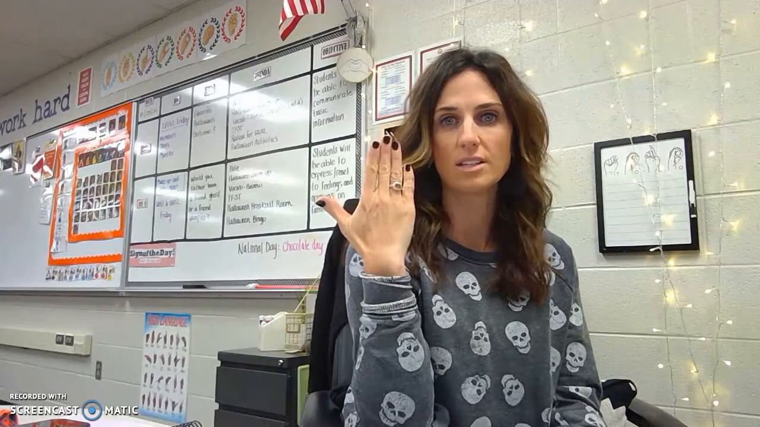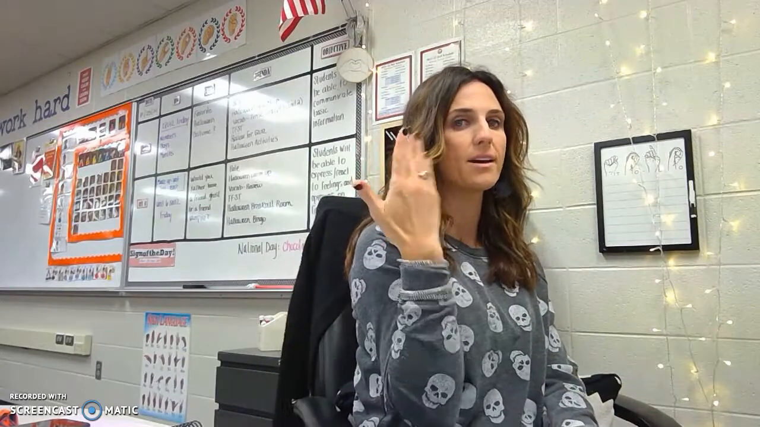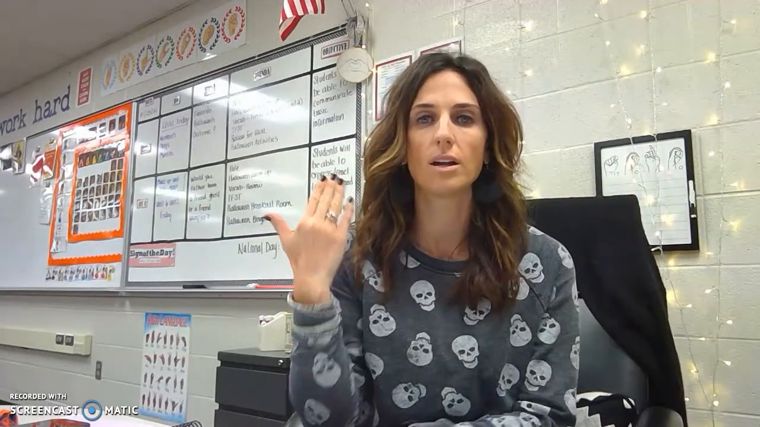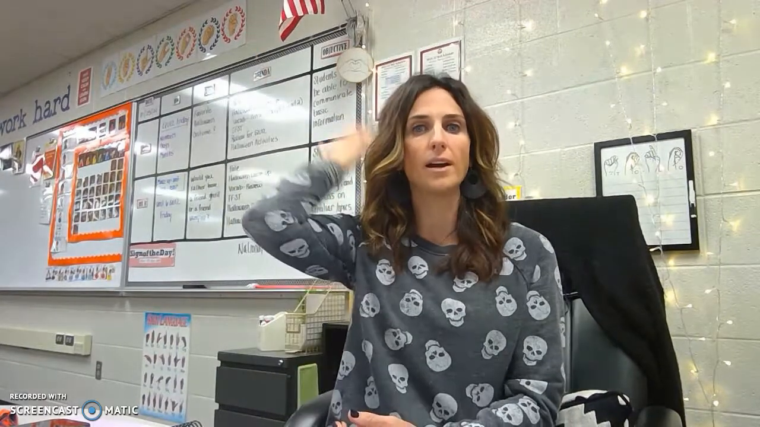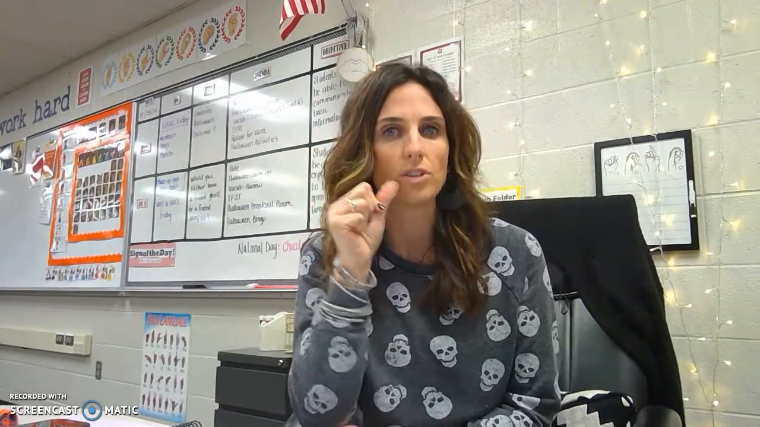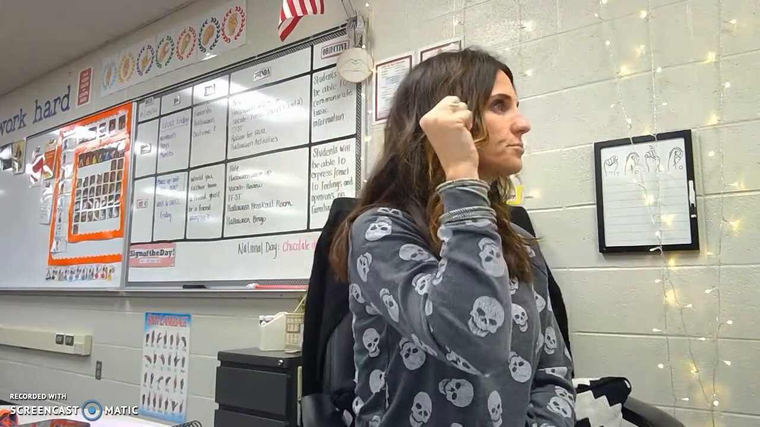First, sign past. Take a flat hand and go back behind your dominant shoulder. The farther back in time, the farther back your arm will go. Yesterday: take your Y hand and pull it in a backwards direction. Yesterday. The next one, future.